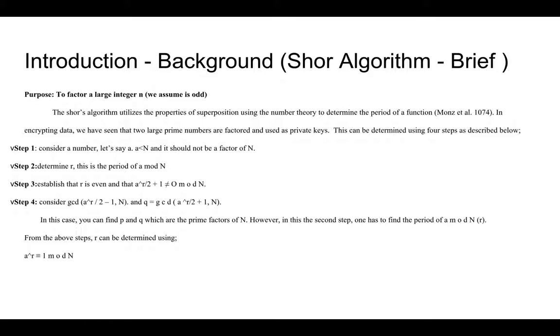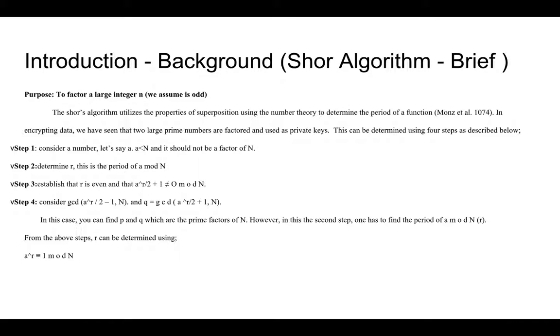So you consider a number n, and let's say that number is a. A has to be less than n, and it should not be a factor of n. And then step 2 would be determining r, which is the period of a mod n. And then step 3 is establishing that r is even, and a to the power of r divided by 2 plus 1 is not equal to 0 mod n.